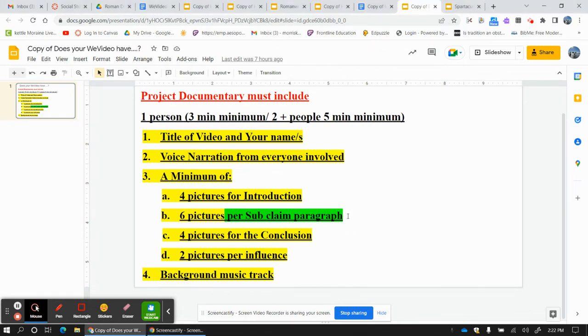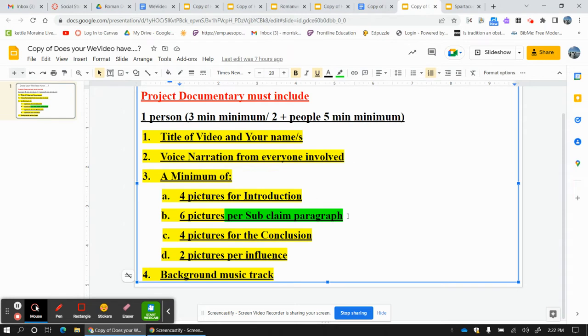Now, getting to your subclaim. Your first subclaim, which is your first body paragraph of your Satomer, you need at least 6 pictures, minimum. Take your time reading it and have 6 pictures telling the story of your first body paragraph. Then your second body paragraph, a minimum of 6 pictures. Your third body paragraph, a minimum of 6 pictures. And finally, your conclusion needs to be 4 pictures, okay? Minimum. Don't worry about the 2 pictures for influence. We're not going to be doing that.